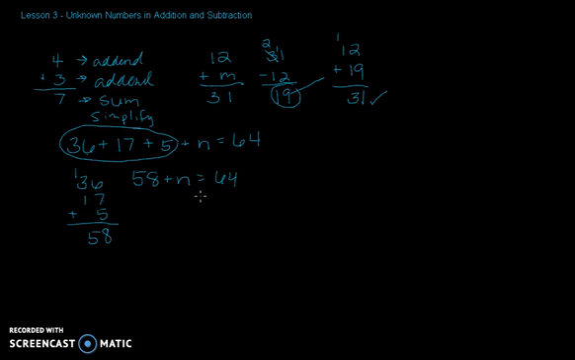Now again, we can rearrange this and make this a subtraction problem, okay, because of addition. Okay, 64 minus 58 equals n. 64 minus 58, all right, is going to be 6. So 6 equals n. All right? And again, we can plug that back in and see if 58 plus 6 equals 64. You bet. All right? So, that is our answer. Bada bing, bada boom.